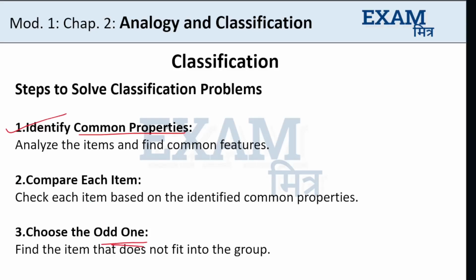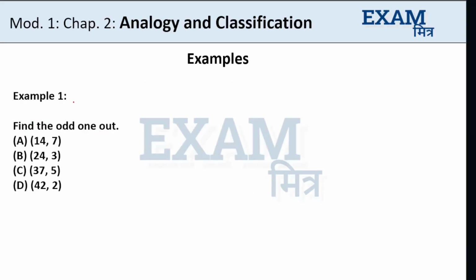So let's see an example based on this. Example 1, find the odd one out. Out of these, we need to find the odd one out. So see option A, it is 14-7, 24-3, 37-5 and 42-2. How is 14 related to 7? You might be thinking that 14 is double of 7. But is 24 double of 3? No. Is 37 double of 5? No. Is 42 double of 2? No. So that means that relation is not followed in this group.